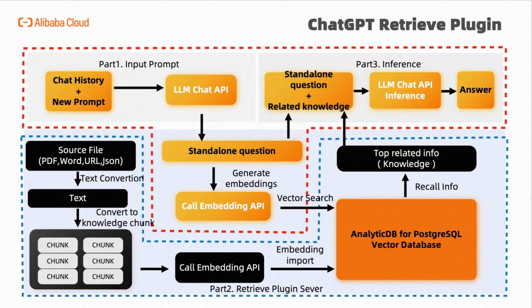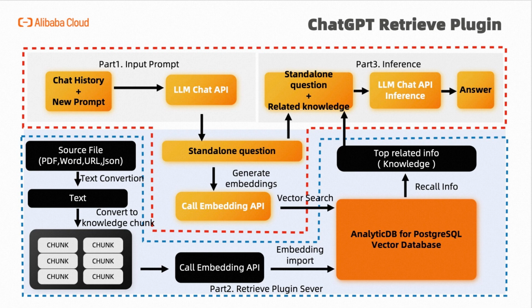So here's the introduction of building a ChatGPT retrieval plugin. First is the question generation. The user has a chat history and will raise a new question. This information will be sent to the ChatGPT API and combined into a standalone question. When you have the standalone question, you can call the embedding API to generate the embeddings, and those embeddings will be used to search for the relevant answers.